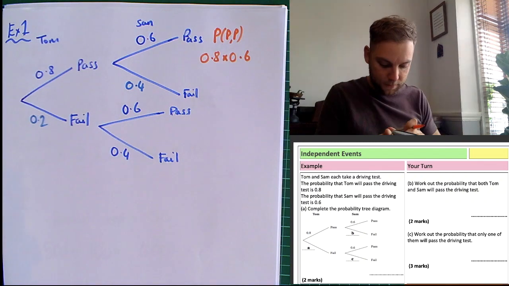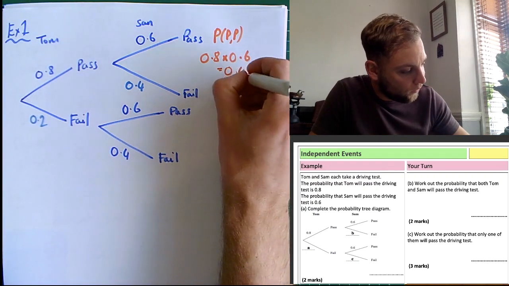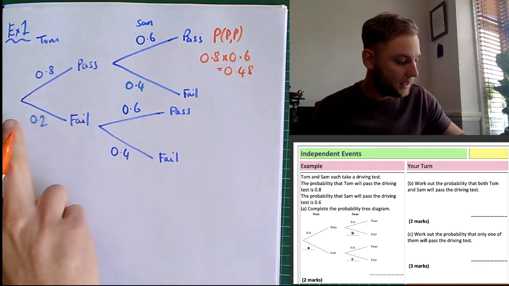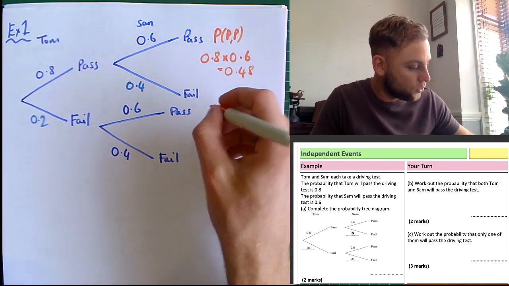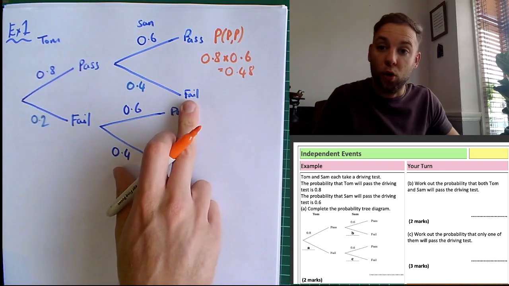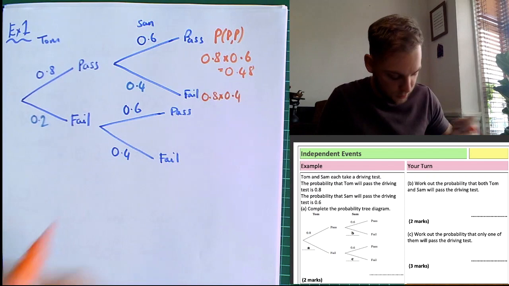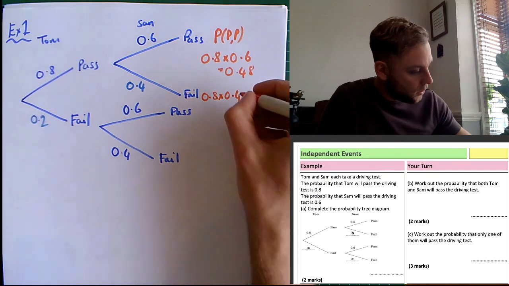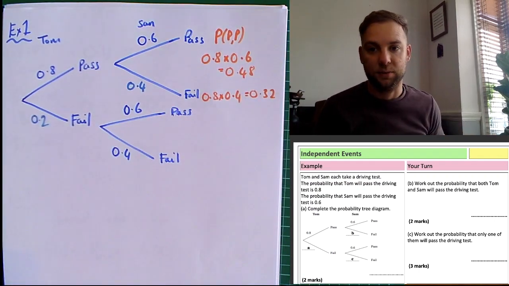So 0.8 times 0.6 is equal to 0.48. So the probability that they both pass is equal to 0.48. So what's the probability that Tom passes but Sam fails? Well, that's equal to 0.8 times 0.4 in this case. So 0.8 times 0.4, which is equal to 0.32. So pass, fail is going to be equal to this one.